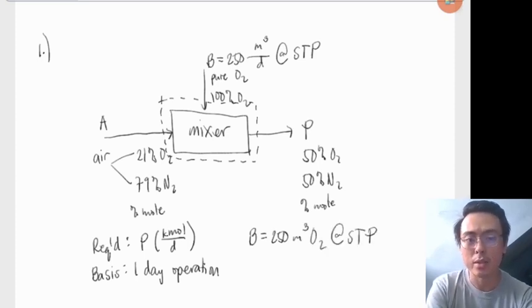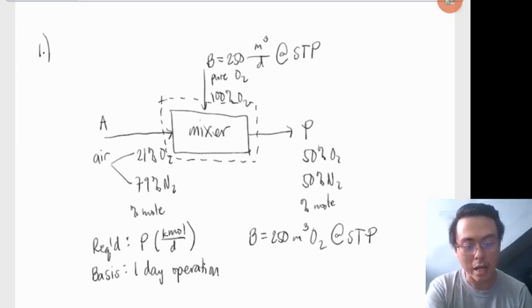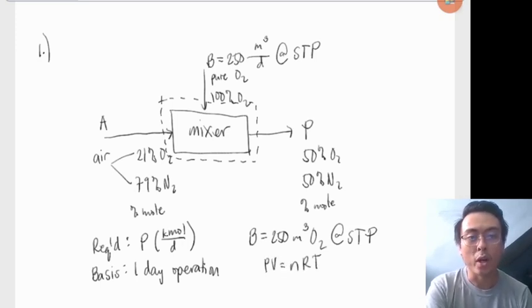Now we are dealing with gases. So one thing that you have learned in your general chemistry is if you're dealing with gases, you have a way on how to convert from volume to mole to mass. In this case, since your required is in kilomoles per day, you need to convert the cubic meters to kilomoles. How do you do that? You simply use the ideal gas law. PV equals nRT. You are given the pressure and the temperature because that is in STP. Under STP, the standard temperature is 0 degrees Celsius and the standard pressure is 1 atmosphere. And I will leave this to you to convert from cubic meters to kilomoles.